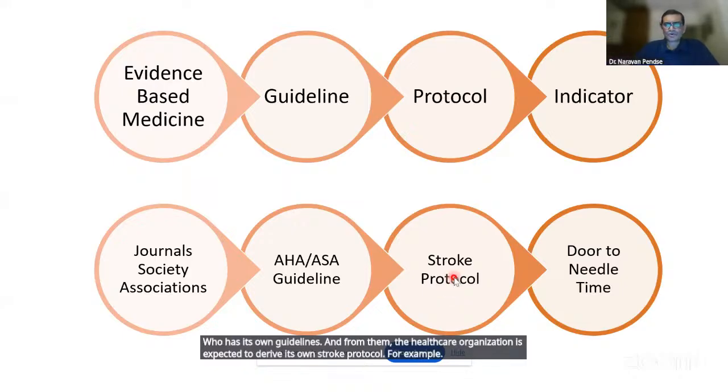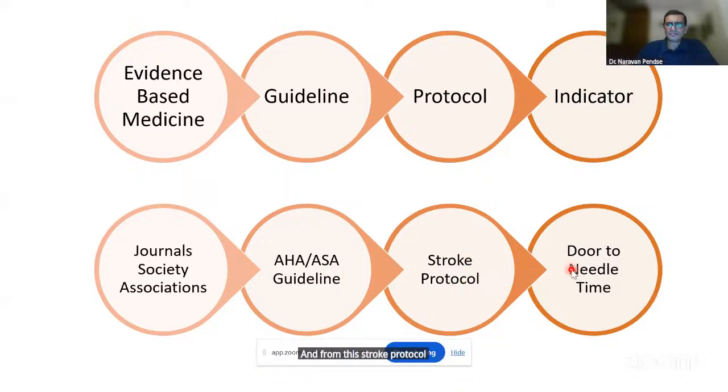And this stroke protocol should at least be picking up the salient points of these guidelines. And from this stroke protocol comes what parameter you are expected to measure. For example, for neurological stroke patients, it would be door to needle time. That is, from when the patient has presented to the hospital to when the thrombolytic agent has been administered.